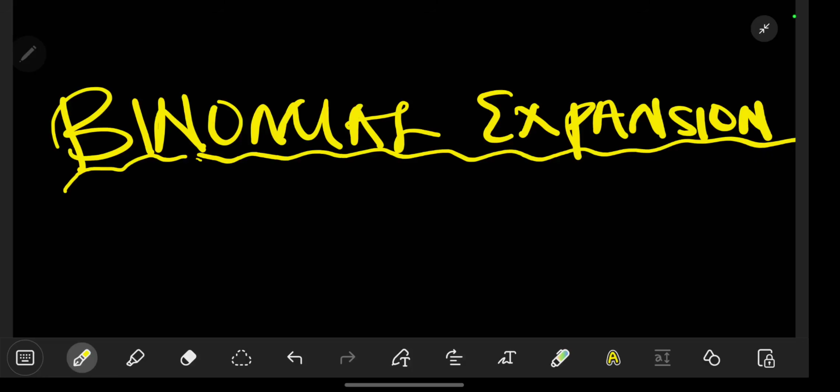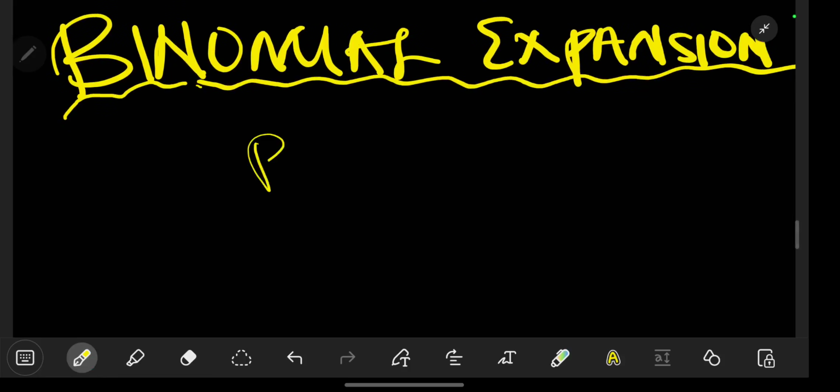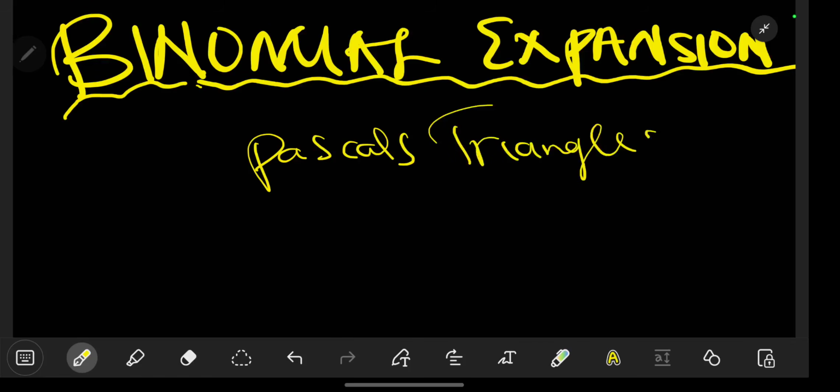So we are going to be looking at the binomial expansion by the Pascal's triangle. So how does it go? Just as the name entails, the Pascal's triangle is a triangle with coefficients. So this is the way it goes.